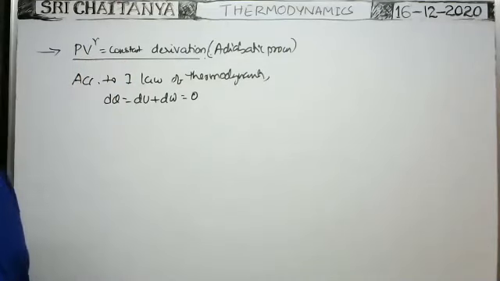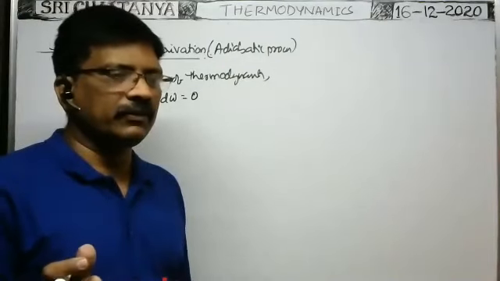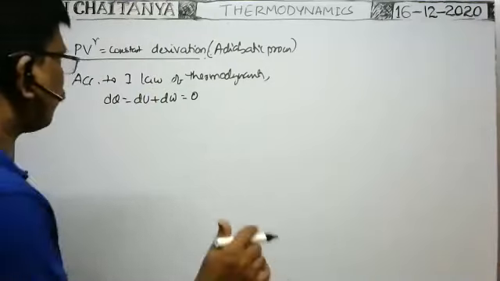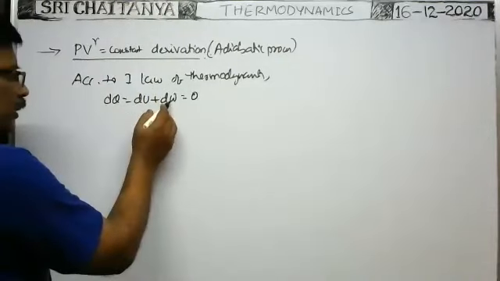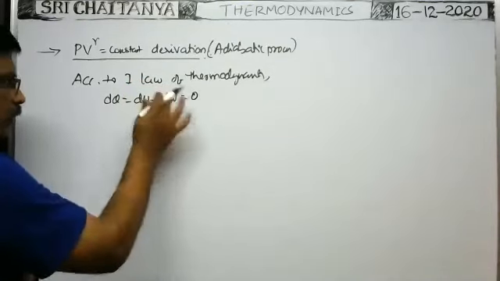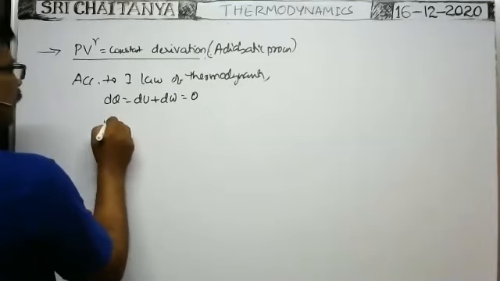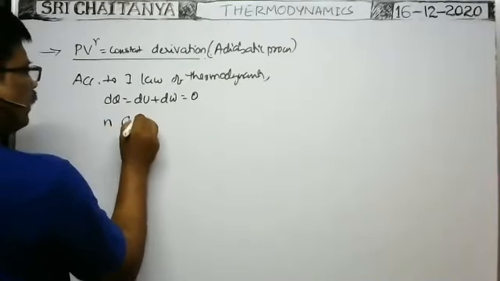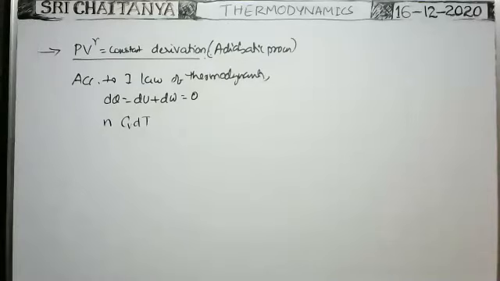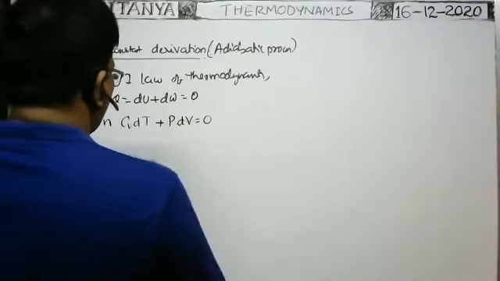In the adiabatic process, the gas is enclosed in a thermally non-conducting vessel. That's why there is no exchange of heat energy between the system and the surroundings. Hence, according to the first law of thermodynamics, dQ is equal to dU plus dW. In this adiabatic process, as there is no exchange of heat energy between the system and surroundings, dQ is equal to 0. What about dU? We can write dU as nCv dT. Already I said change in internal energy is equal to nCv dT. And dW we can write as PdV. That is equal to 0.